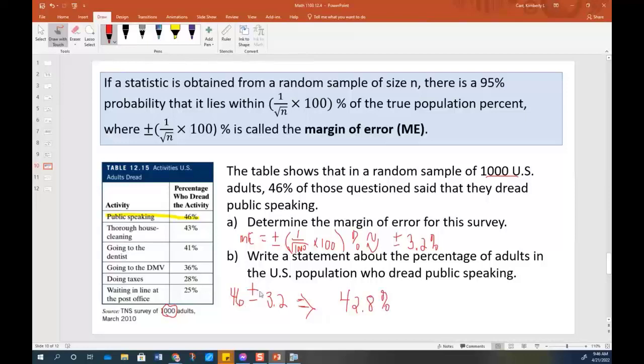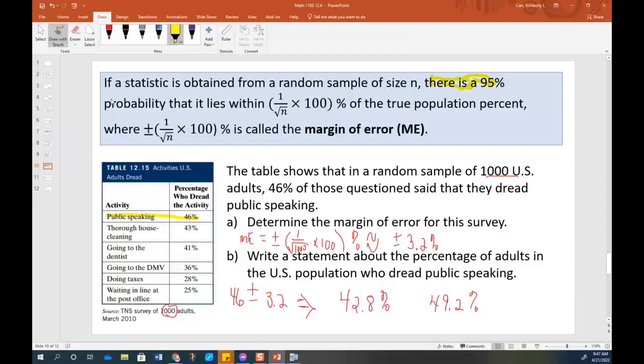And 46 plus 3.2 is 49.2. Always make sure on your homework you round it to whatever your instructions tell you to. But what my real statement would be is that there's a 95% probability that the true percentage of adults who dread public speaking lies between 42.8% and 49.2%. So I'm going to highlight what I really focused on.